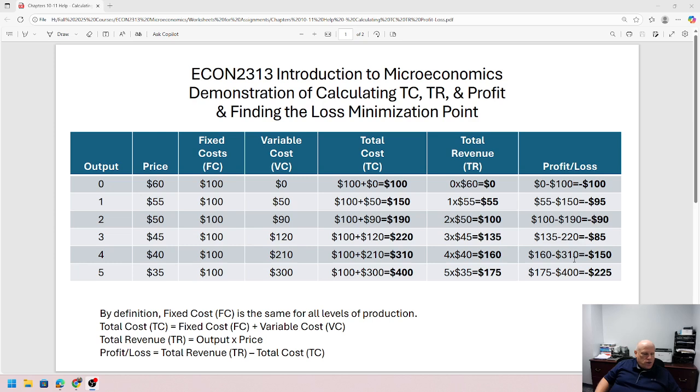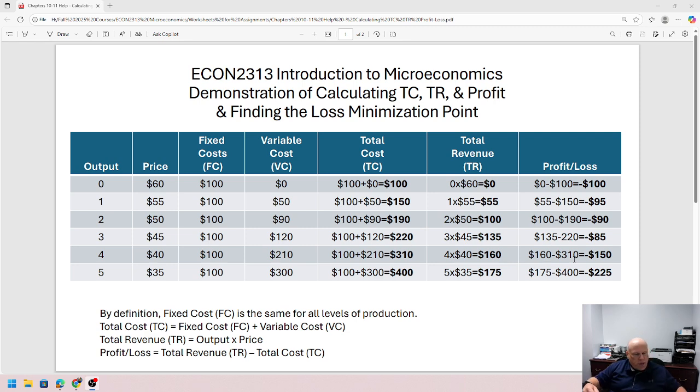Okay, so you'll notice on that problem 11.1 it gives you a table that includes output levels, price, it gives you the fixed cost, and it gives you the variable cost. And then it wants us to calculate total cost, total revenue, profit or loss, and then figure out whether the firm should shut down in the short run to minimize loss, or continue to produce. Is there a level of production at which we can produce at a loss lower than what we would lose by losing our fixed cost if we produce nothing?